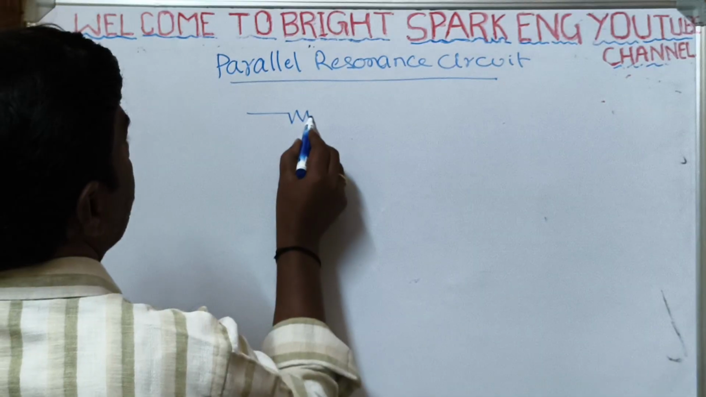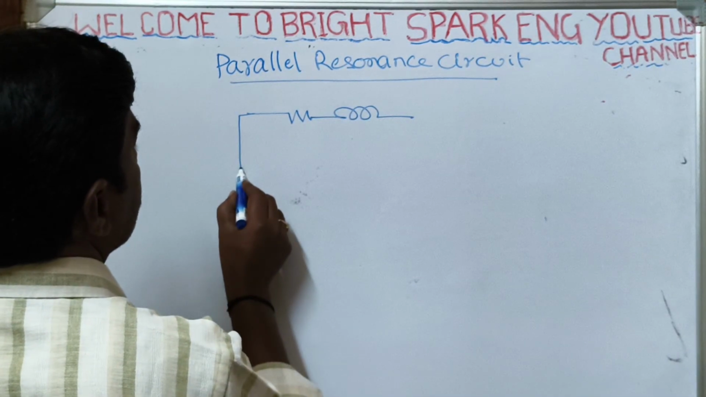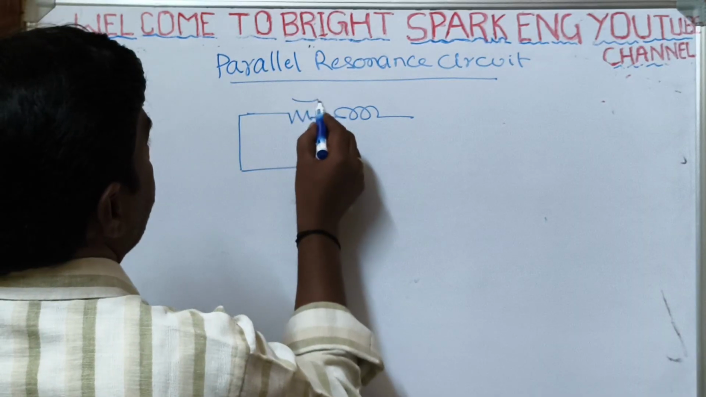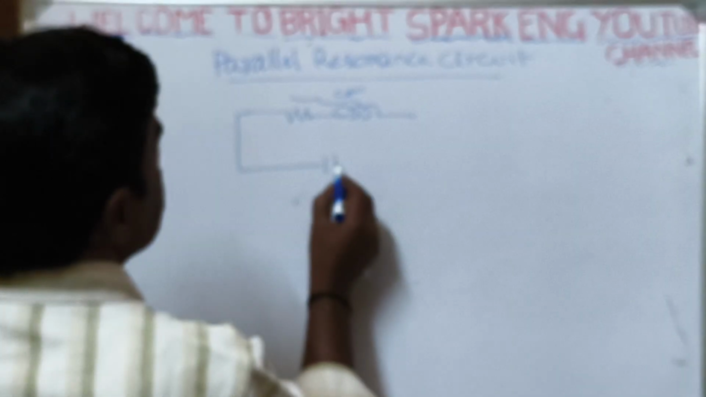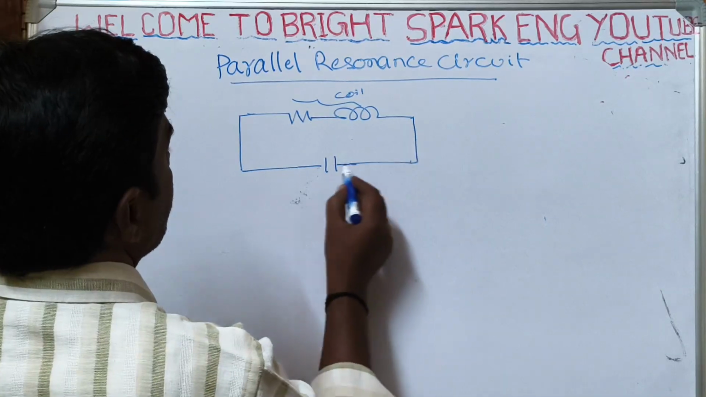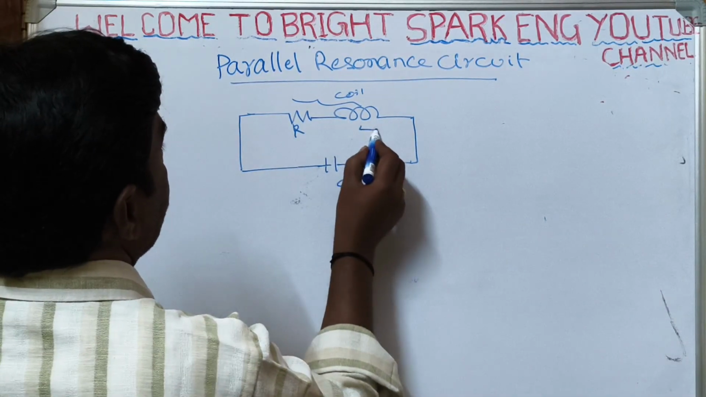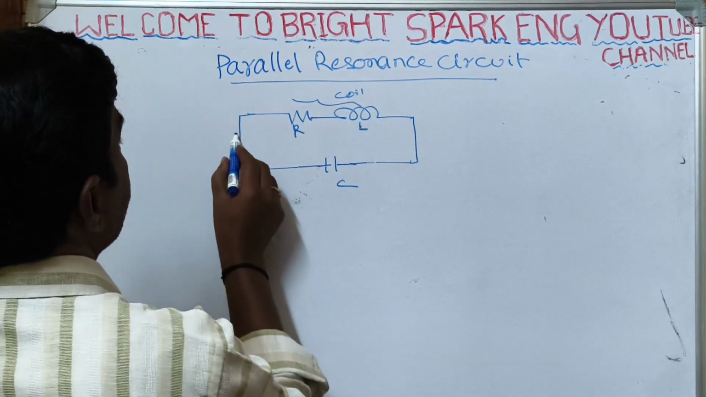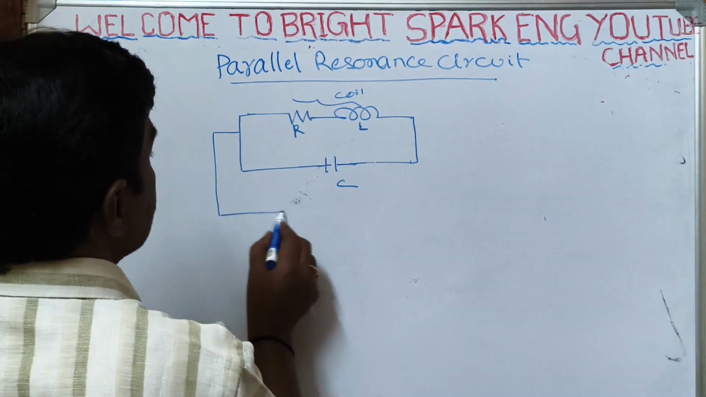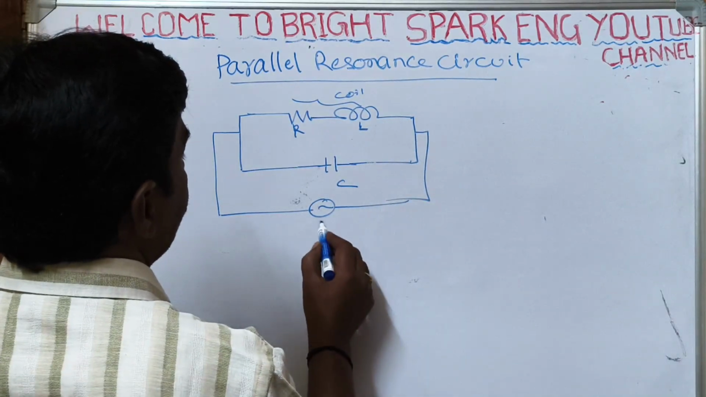Here one coil is taken. This is the coil connected across the capacitance in parallel. This is the C, this is the R, this is the L. All are connected to the supply voltage source V.